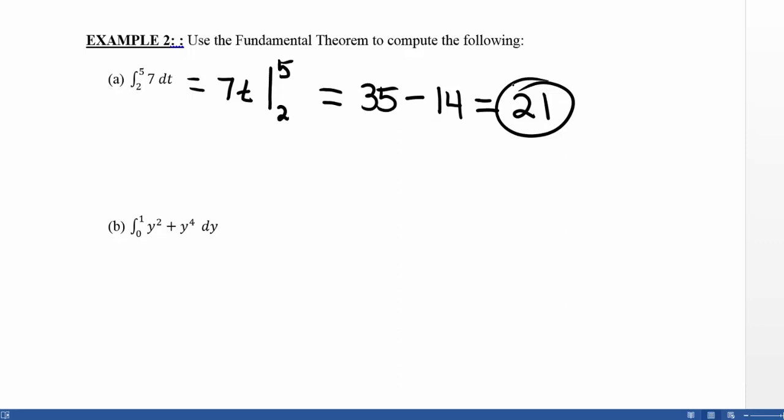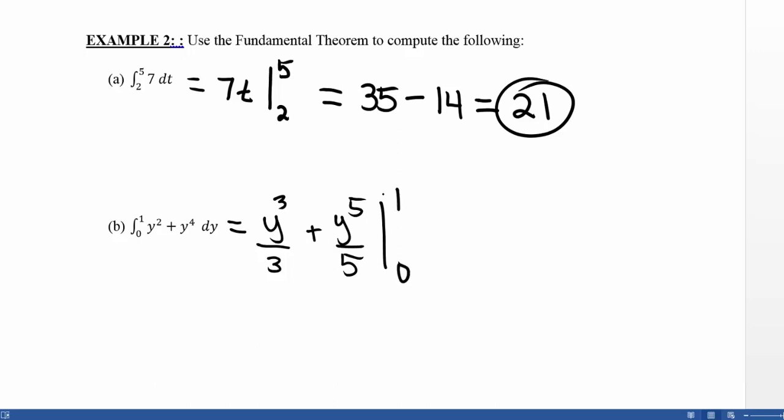Part B, the integral from 0 to 1 of y squared plus y to the 4th dy. So again, I'm going to start by computing the antiderivative. So I'm going to go term by term. There's 2 terms here, but they're separated by addition, which means I can take the antiderivative of each piece. So y squared will become y cubed over 3, and y to the 4th will become y to the 5th over 5. So again, I'm using the rule where I'm going to add 1 to the power and divide by the new power.